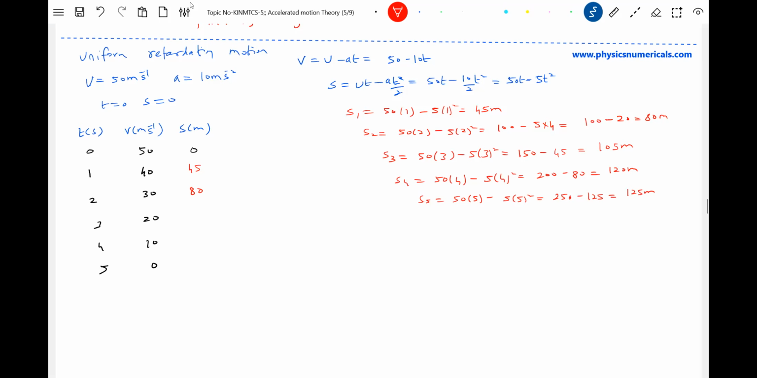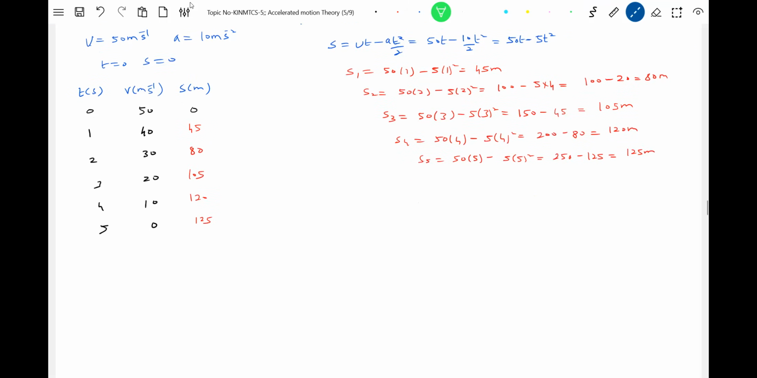Okay, these are some data we have. The position of the particle at 3 will be 105, 120, 125. Okay, let's use this data to study the motion. We have to use this data to study the motion.